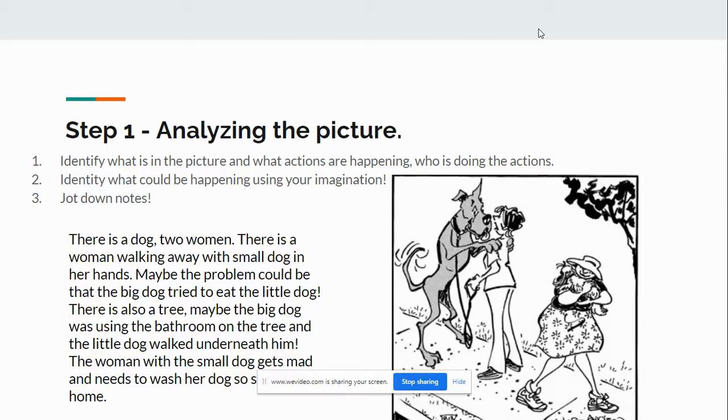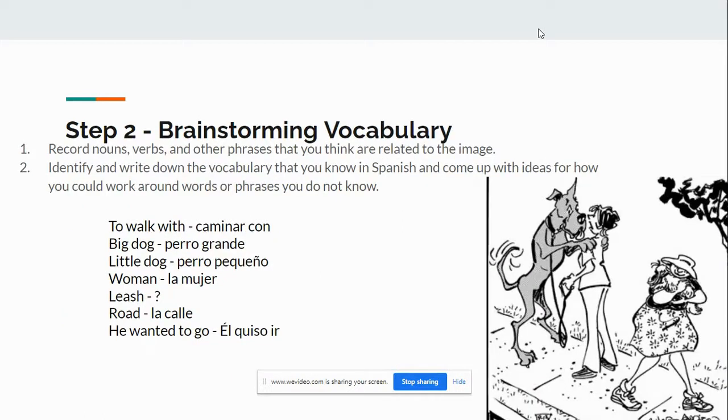So after you do this, the next step, my recommendation, which we will be practicing this week, is brainstorming different vocabulary terms that you might need for this writing activity. Record nouns, verbs, and other phrases that you think are related to the image. It could be anything, even if you're not sure you're going to use it in the story, write it down. Identify and write down all the vocabulary that you know in Spanish that you just wrote down in English, and come up with ideas for how you could work around words or phrases you don't know.